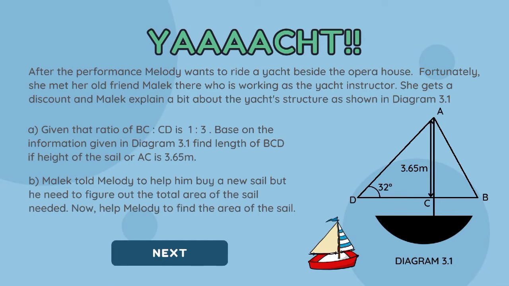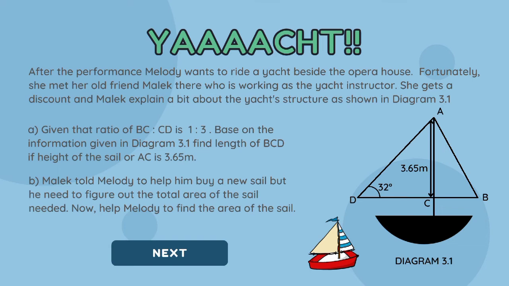After the performance, Melody wants to ride a yacht beside the opera house. Fortunately, she met her old friend Malik there, who is working as the yacht instructor. She gets a discount, and Malik explained a bit about the yacht structure as shown in diagram 3.1. Given the ratio of BC and CD is 1 to 3, based on the information given in diagram 3.1, find the length of BCD if the height of the sail, or AC, is 3.65 meters.